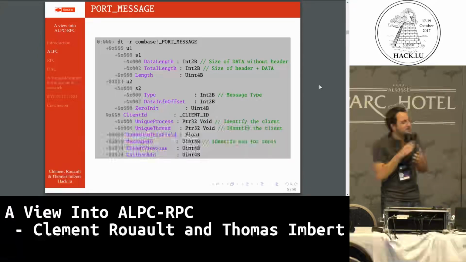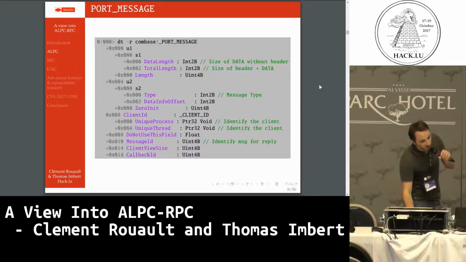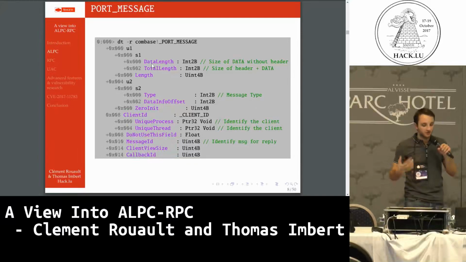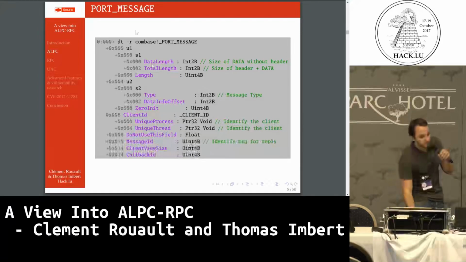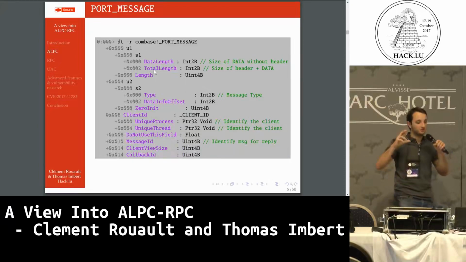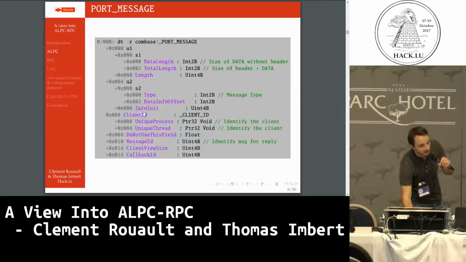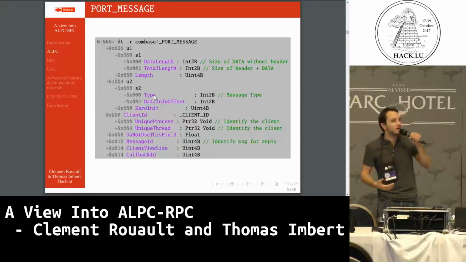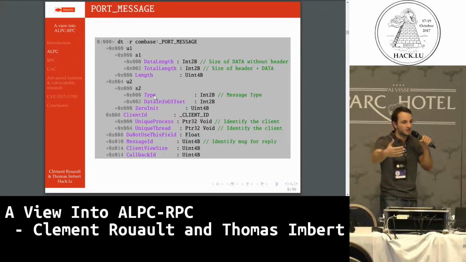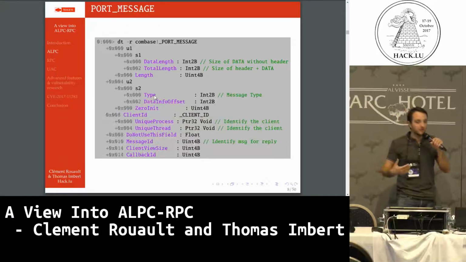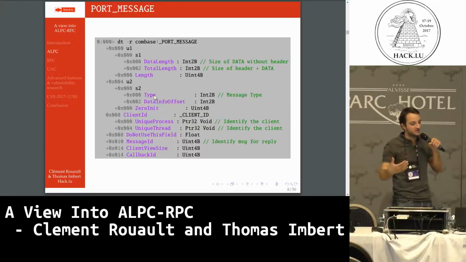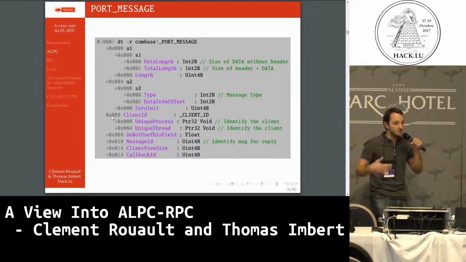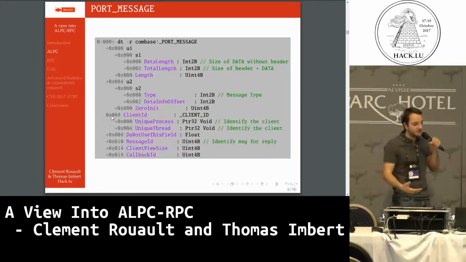So what is a port message actually? A port message is a simple struct that has a few interesting fields. The first one is the data length, which is the size of the data after the header, so without the header. After that, we have the total length, which is the size of the header plus the size of the data. And we have the type of the message. Each message has a given type. The types we will see today are the connection request type, when a client tries to connect to a server, and the request standard type, which is a standard RPC message. After that, we also have a client ID that allows the server to identify the client using the unique process ID and the unique thread ID.